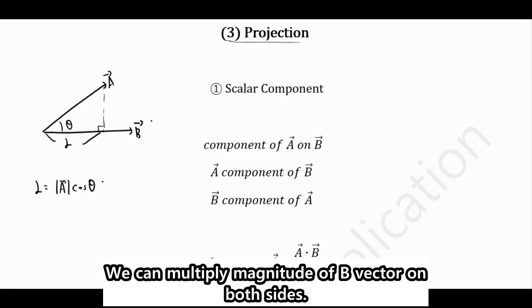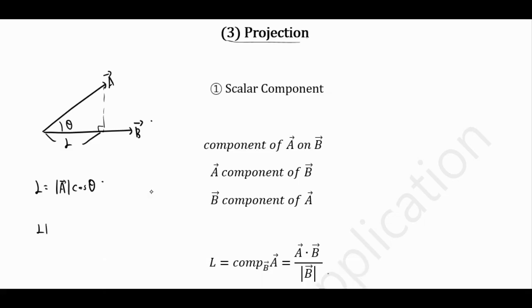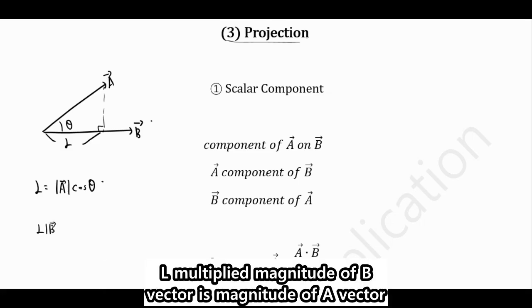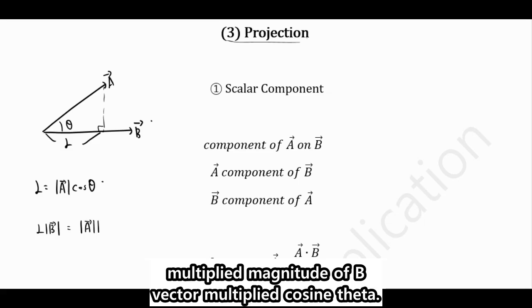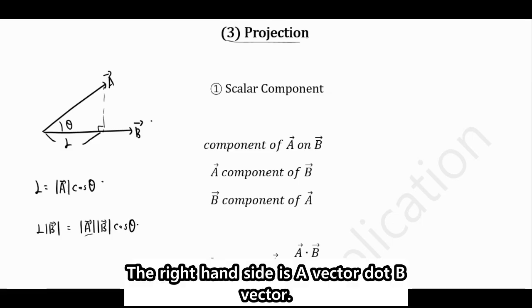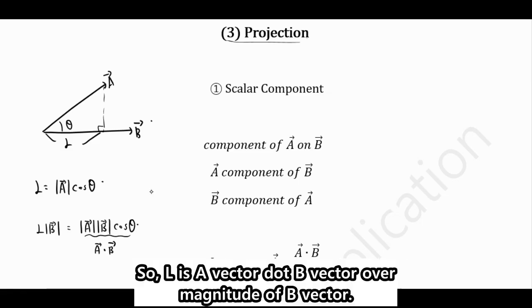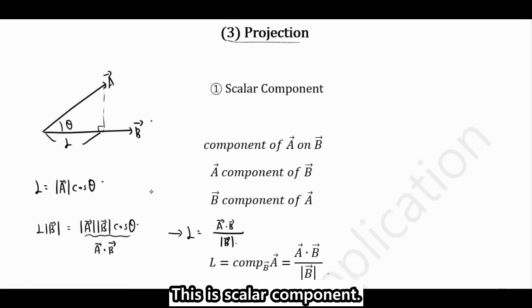We can multiply the magnitude of B vector on both sides. Multiplying by the magnitude of B vector gives the magnitude of A vector multiplied by the magnitude of B vector multiplied by cosine theta. The right hand side is A vector dot B vector. So L is A vector dot B vector over the magnitude of B vector. This is the scalar component.